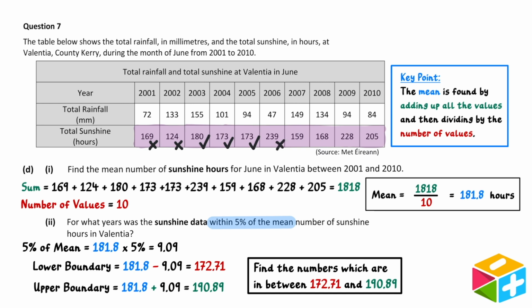239 is too big. 159 and 168 are both too small. And 228 and 205 are both too big. So the only numbers which fell between our boundaries were the 180, the 173, and the other 173. These correspond to the years 2003, 2004 and 2005. So these are the years that the sunshine data fell within 5% of the mean.